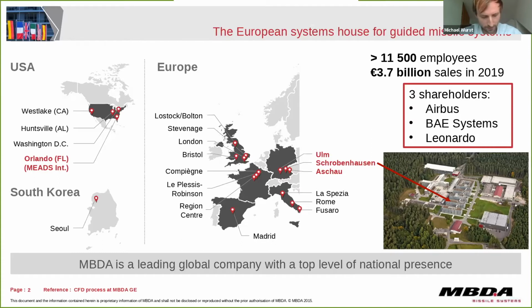I myself studied mechanical engineering in Munich, and then I did my PhD thesis in Stuttgart on discontinuous Galerkin in 2016. Afterwards, I worked for another defense company called Rheinmetall in Germany, and there I did CFD for tank and artillery ammunition. And for 1.5 years now, I have worked at MBDA.